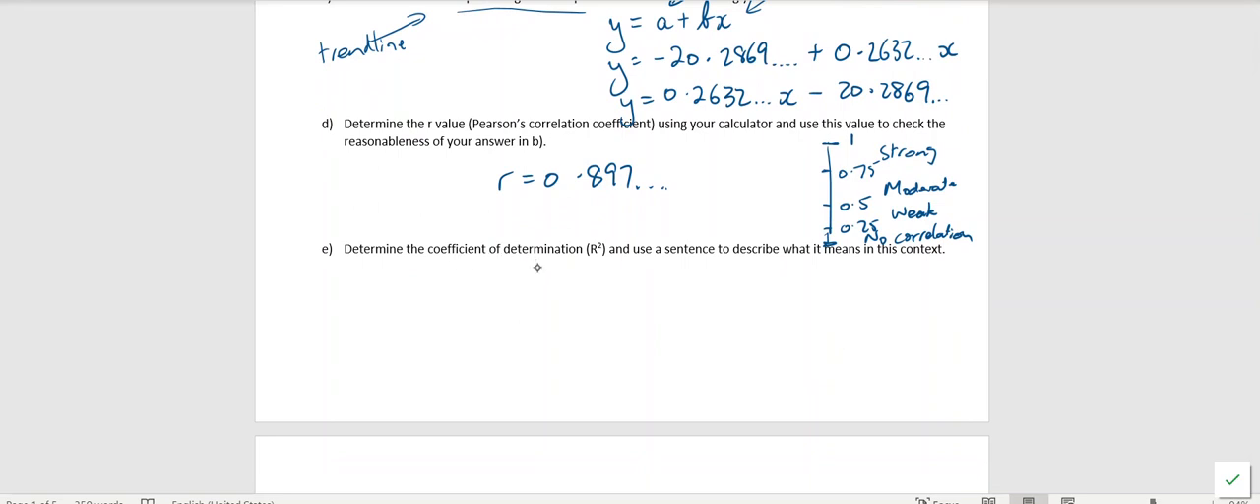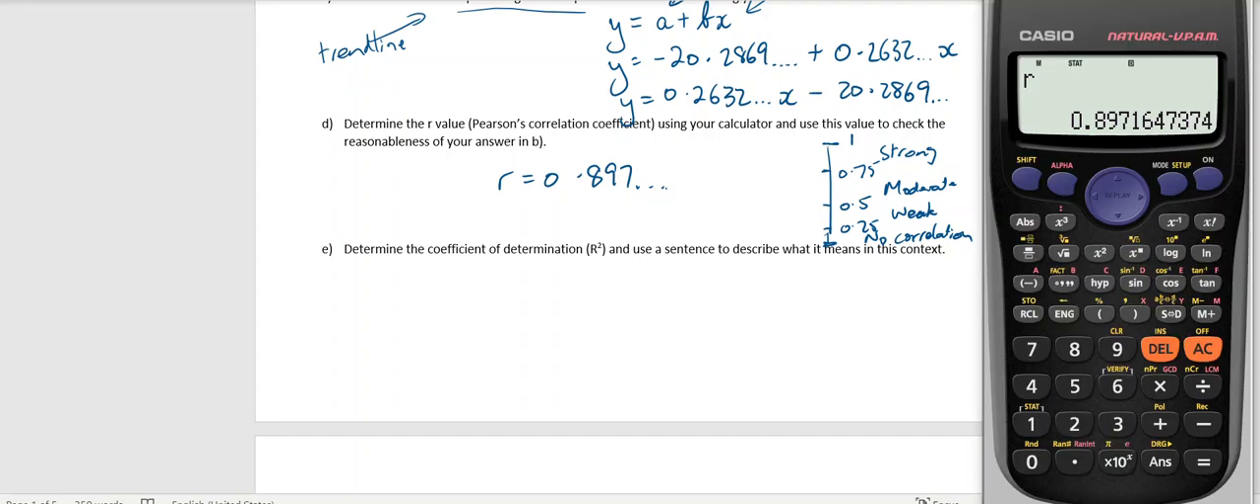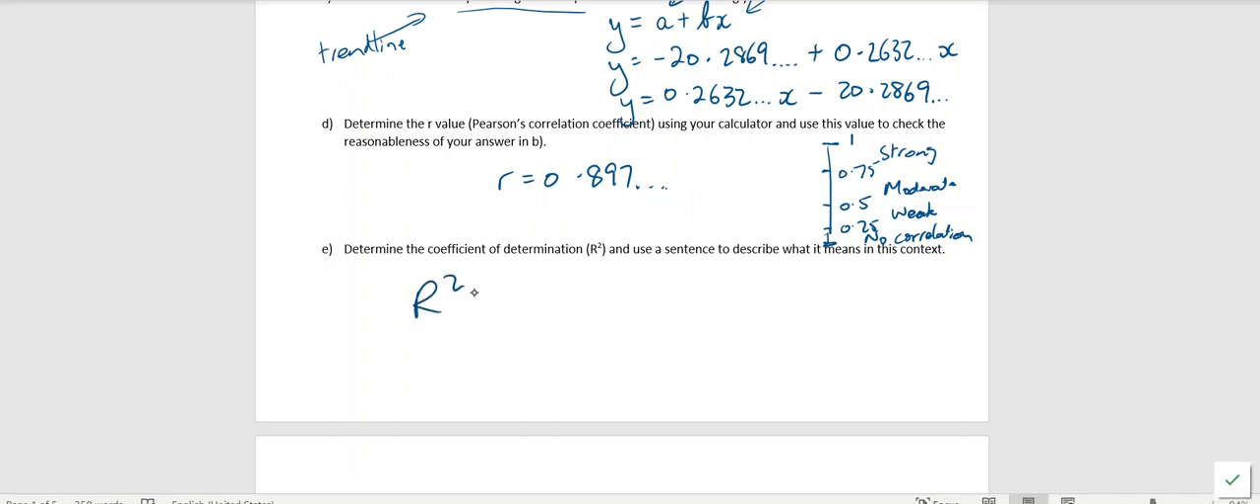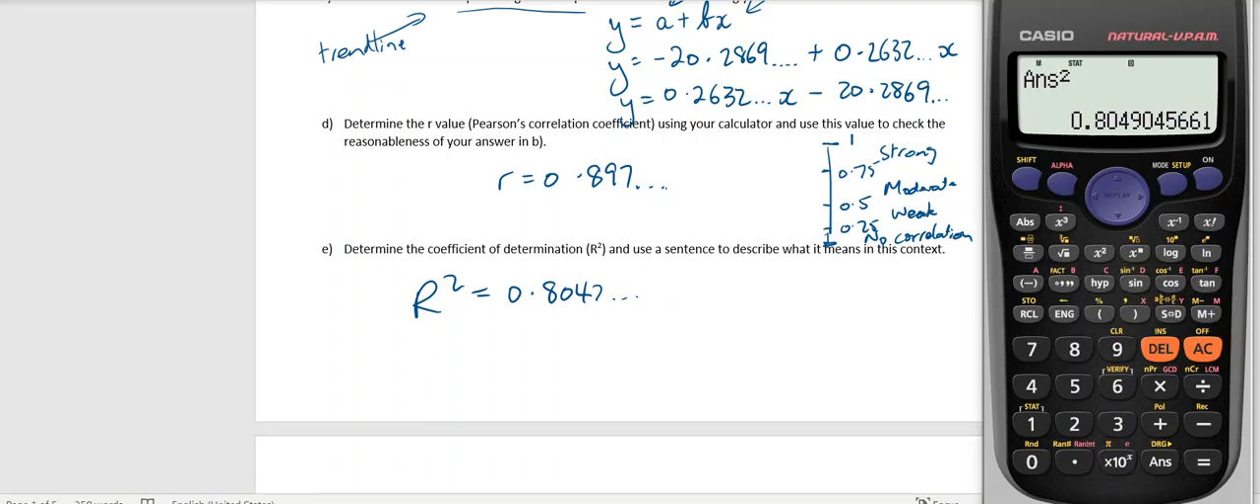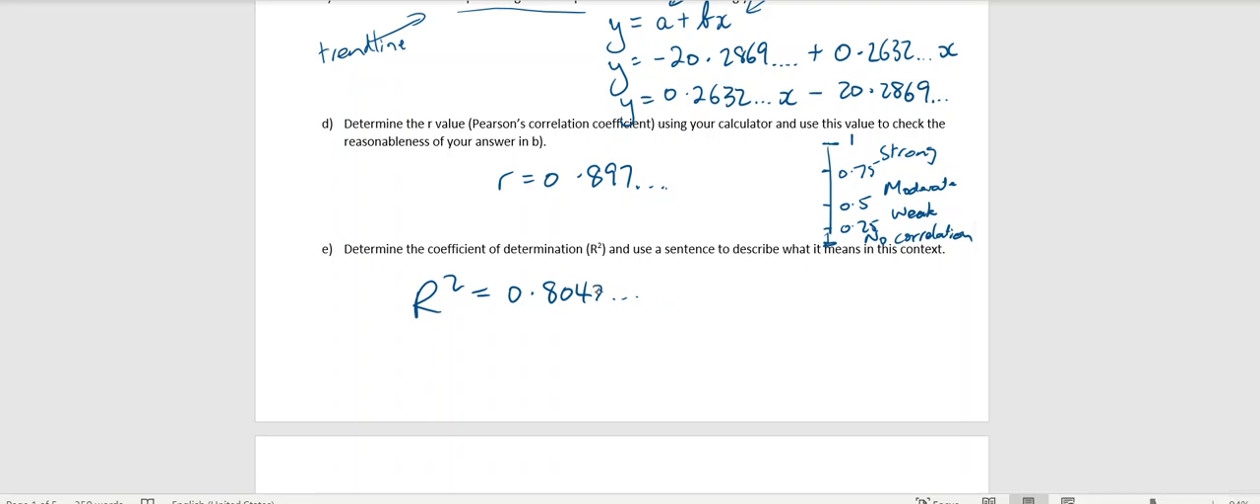So determine the coefficient of determination, the R squared value, and use a sentence to describe what it means in this context. The R squared value is just the R value getting squared. So our R squared for this one is 0.8049, I think it was, just double check, 49.